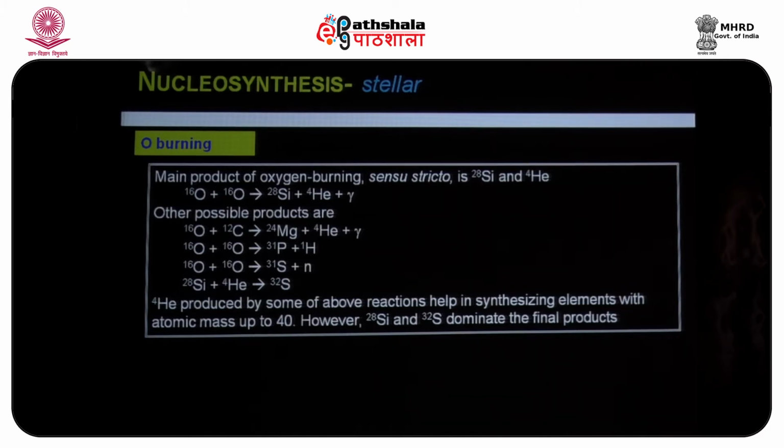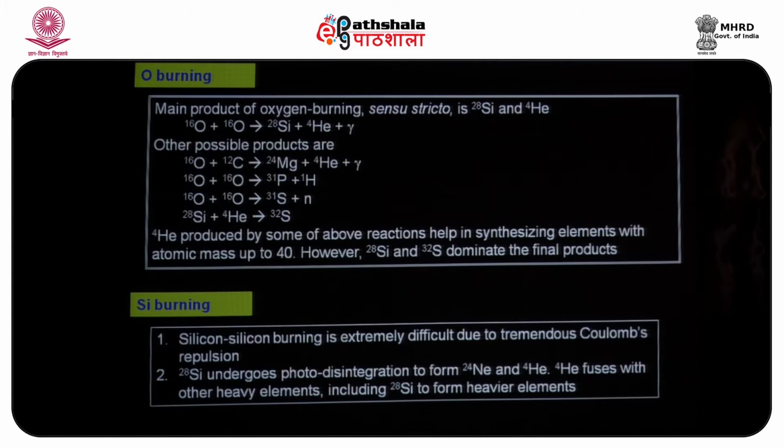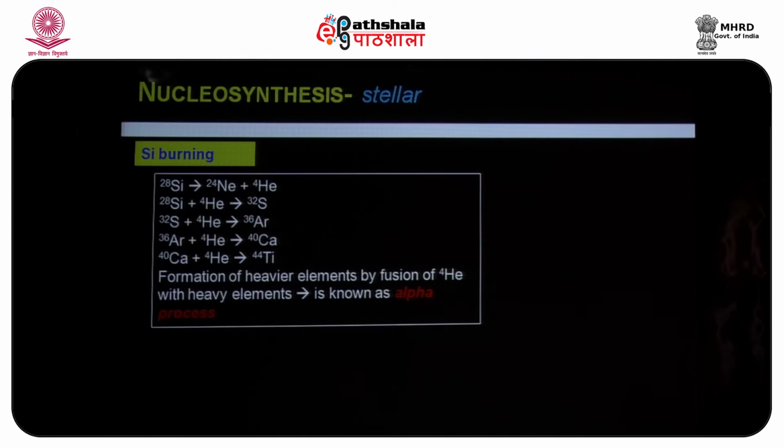So, the 28 silicon now attempts to burn or synthesize heavier elements. Now, there is a problem here. Silicon burning is an extremely difficult process, because silicon has a higher atomic number. If we try to fuse two silicon atoms, the extremely high Coulomb repulsion does not allow that. Therefore, in this case silicon does not burn in a similar way as the previous burning processes operate.